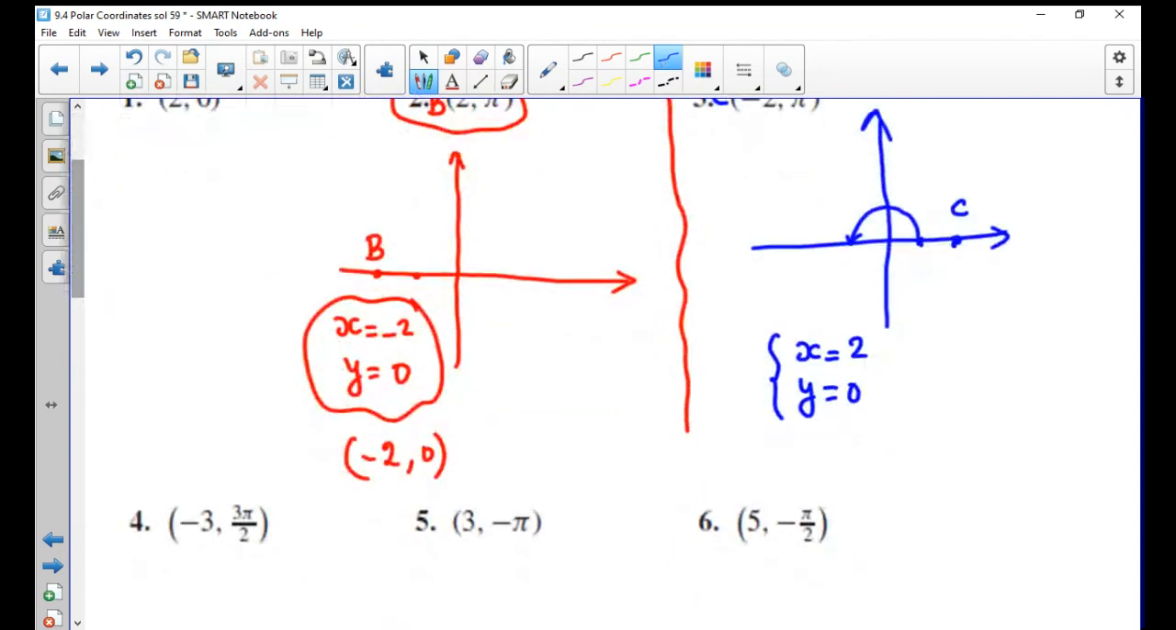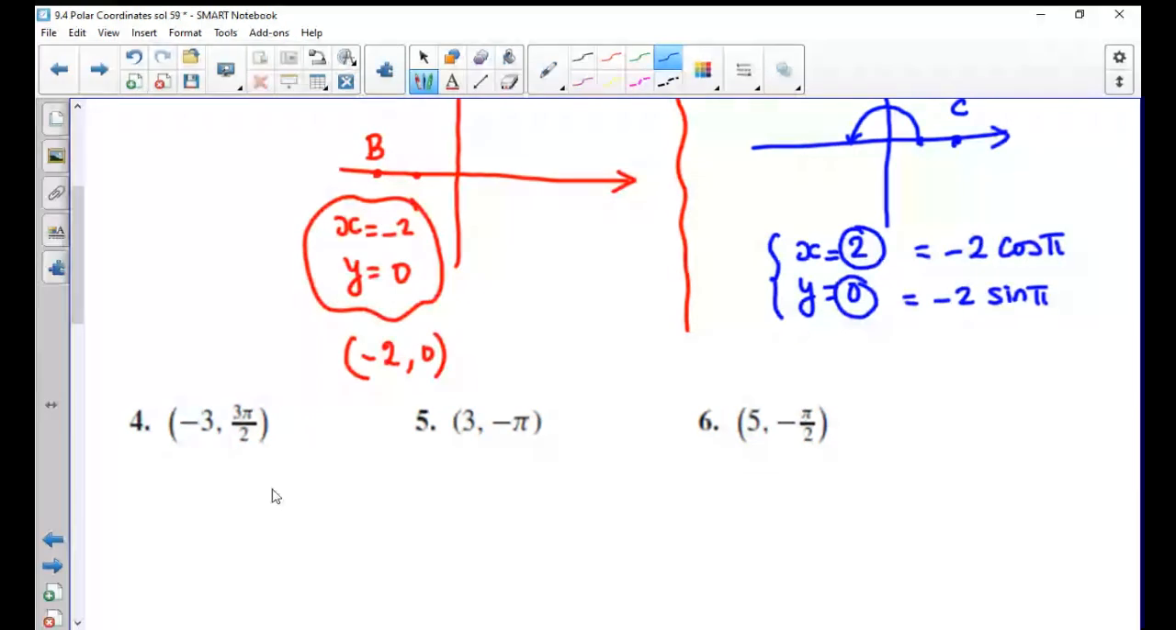By the way, you can find x and y. What is x? x is r cosine theta, yeah? So r here is minus 2, cosine pi. You will see that it will give you 2. The same thing with y. y will be r sine theta. Of course, you will see that it's going to give you 0. So you can do this with all the other points, exactly the same.